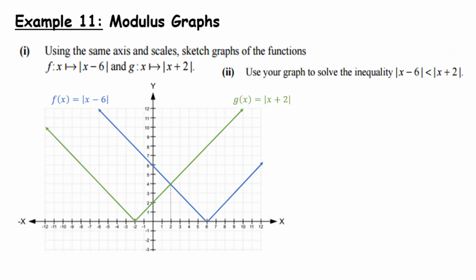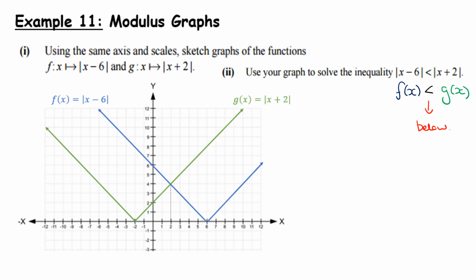So part 2 asks us to use the graph to solve the inequality the absolute value of x minus 6 is less than the absolute value of x minus 2. Now, first thing I'm going to do is label these based on their name. So they're basically asking us, where is f of x less than, I'm going to keep the color coding going, g of x. So remember, less than means below. So where is f of x below g of x?